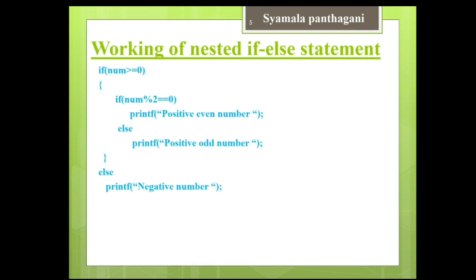Another example is, if I take num is equal to minus 45. First it checks the condition minus 45 is greater than or equal to 0. This condition is false. Sorry, I wrote true here. That is false. That's why the compiler comes out of the true block and executes this false block, that is a negative number. The given number is negative.